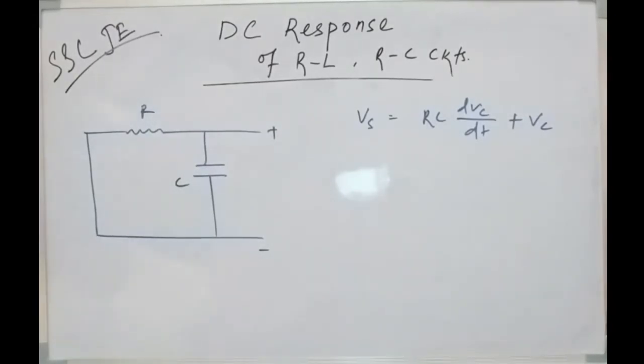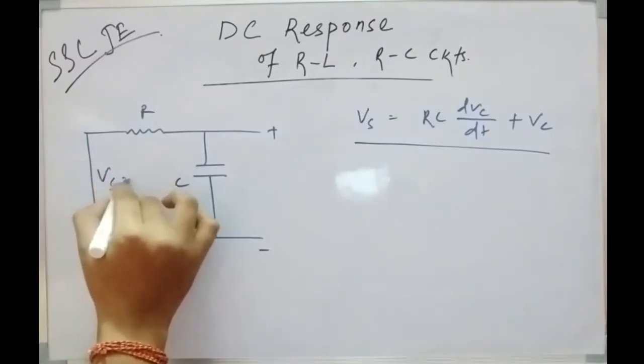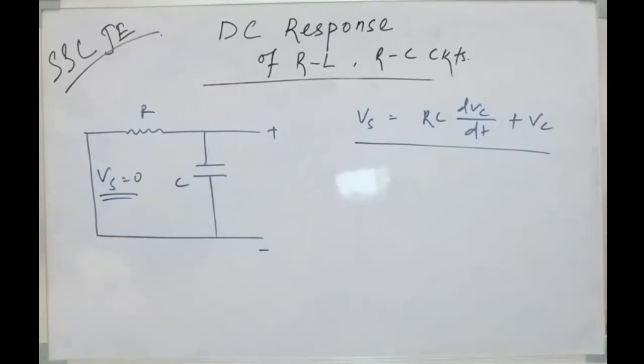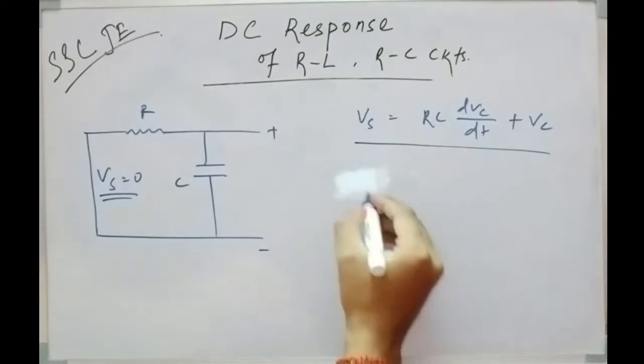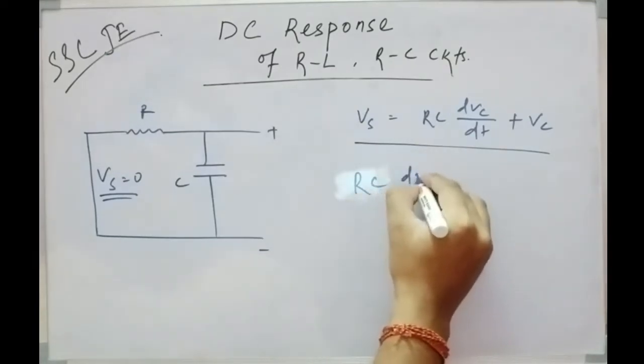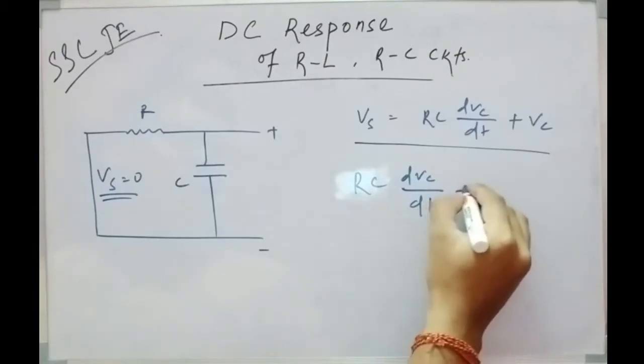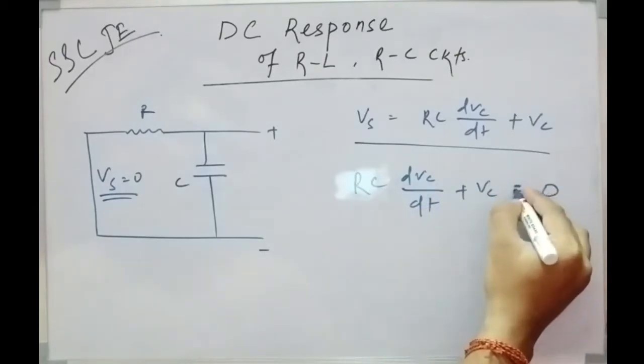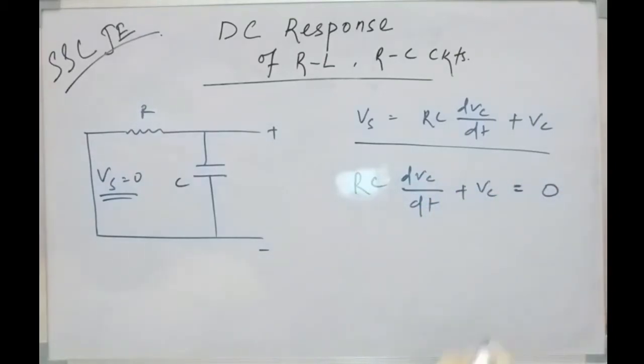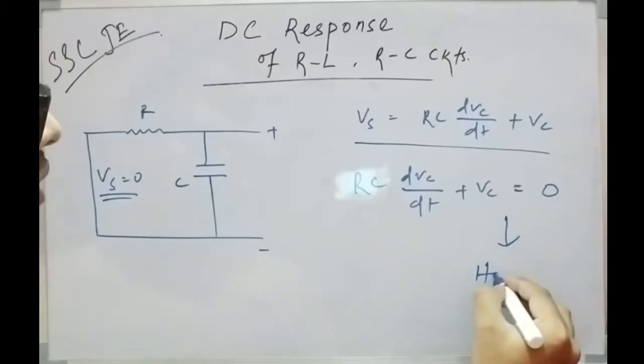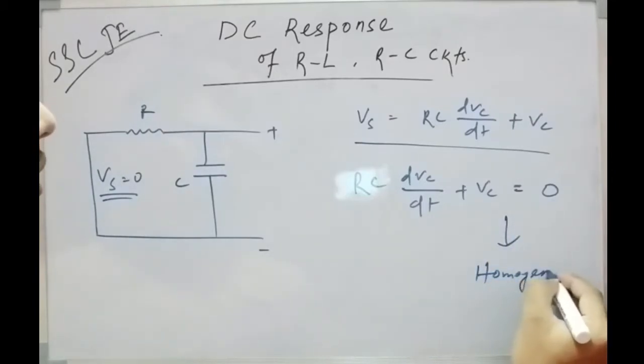So after applying KVL we got this. Now I am taking a case here, where Vs equals 0. Source voltage equals 0, input voltage. So the equation will change like this: RC dVc by dt plus Vc equals 0. This kind of equation is known as a homogeneous equation.